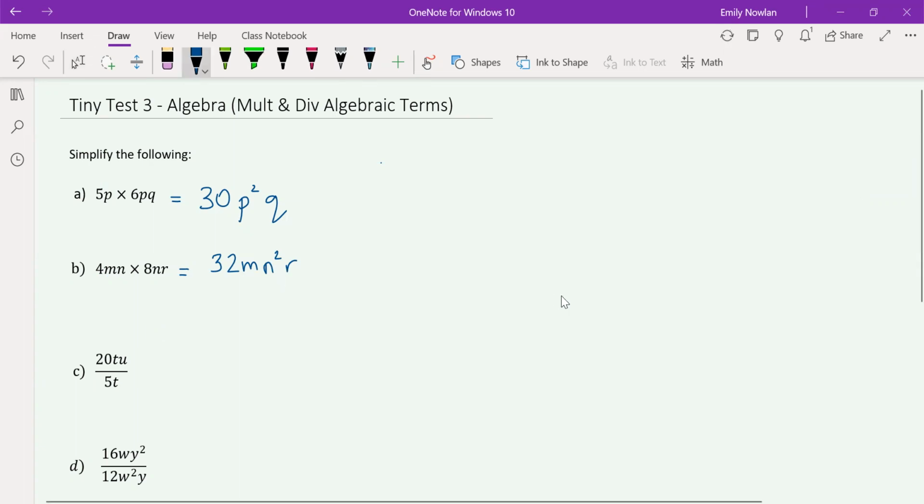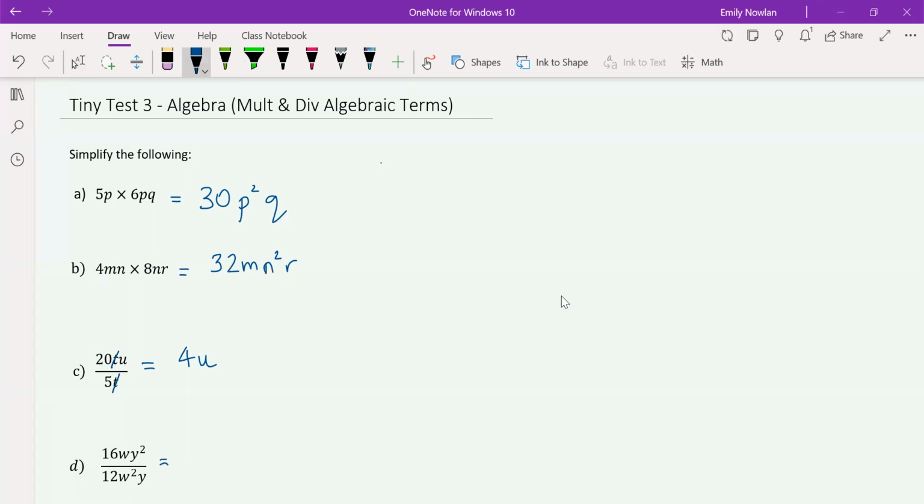Okay, now some division. Just like before, you divide the numbers as normal. They don't need to be like terms. We're multiplying and dividing, you don't need to have like terms. So 20 over 5 would give me 4. Now what happens with the letters? I've got a T on the top and a T on the bottom. They cancel each other out. And then I'm just left with a U there all by itself. So the answer is 4U.